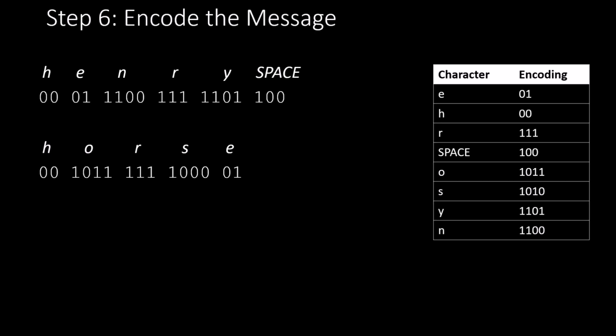The final step is to encode the message. What we do here is find the corresponding encoding for each of the characters. Starting with H, the corresponding encoding for that is 0, 0. For E, it's 0, 1. For N, it's 1, 1, 0, 0. For R, it's 1, 1, 1. And we keep going until we have encoded the entire string.